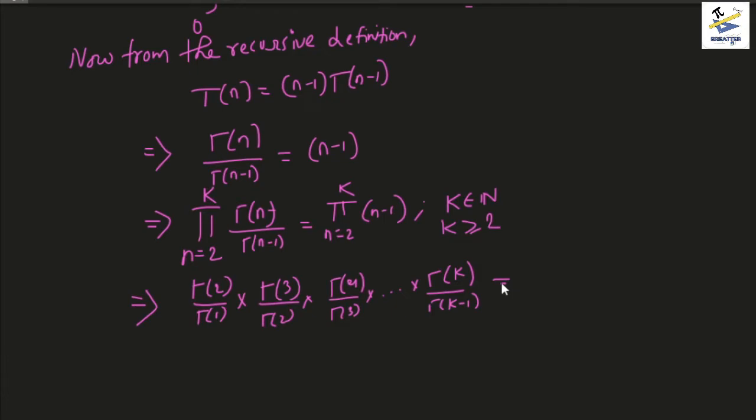Well, on the right hand side it would be from 2 to k minus 1, which is 1 into 2 all the way up to k minus 1. And you see this gamma 2 and this gamma 2 cancel off, this gamma 3 and this gamma 3 cancel off. Similarly this gamma 4 will cancel off with the next part. Similarly this gamma k minus 1 will cancel off with the numerator of the previous expression, right? What will be left is gamma k and gamma 1. So what we will have is gamma of k by gamma of 1 equals k minus 1 factorial.